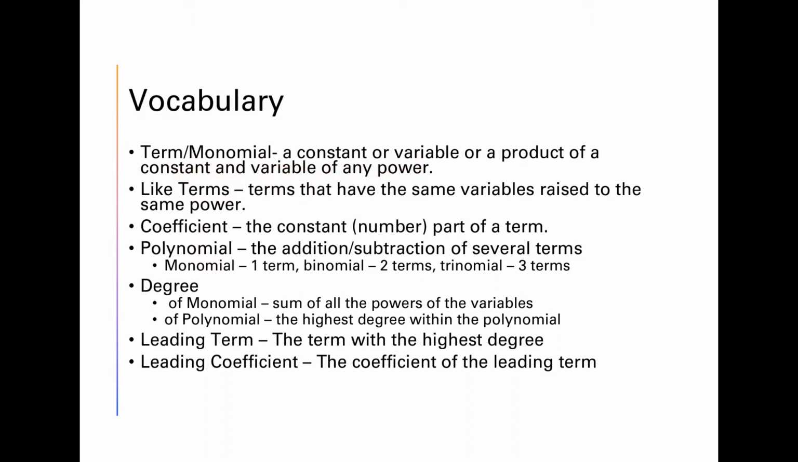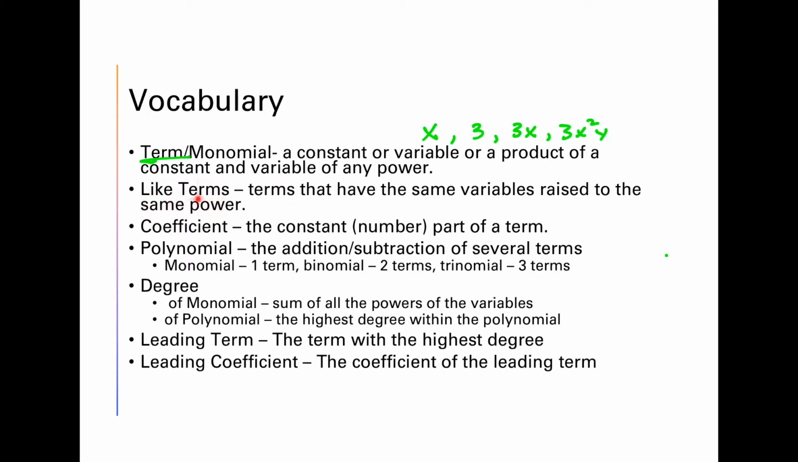For example, x by itself would be a term. 3 by itself would be a term. 3x and 3x squared, and even with a y. These represent products of numbers and variables. So these would all be considered terms or monomials.